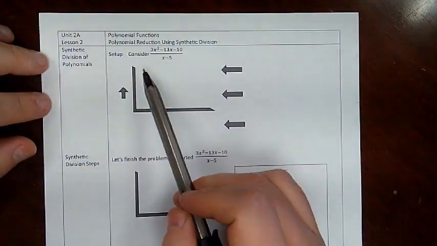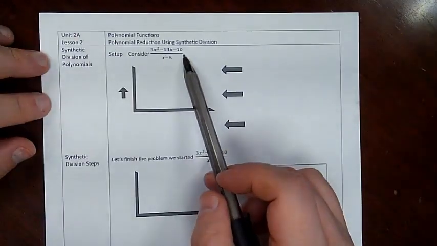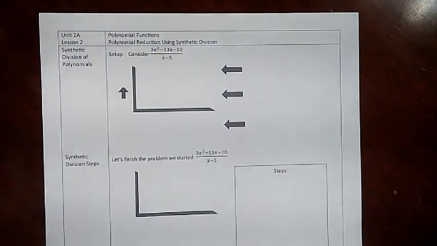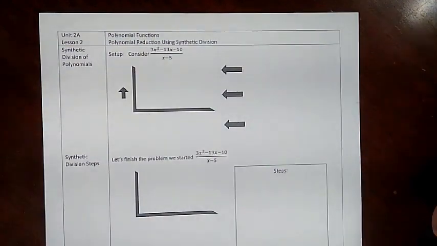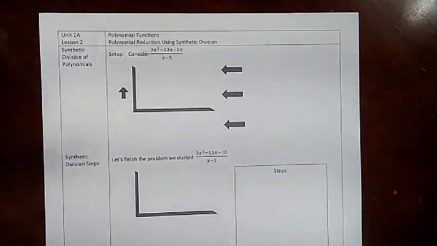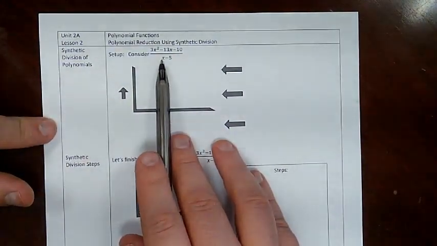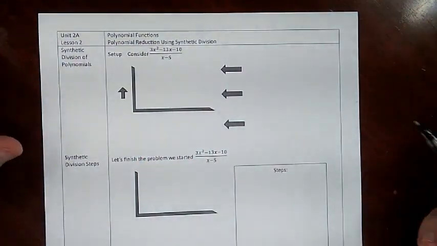But either way, if we are looking at a division problem like this, we're considering 3x squared minus 13x minus 10 divided by x minus 5. And we've decided that we want to use synthetic division. Instead of setting up polynomial long division like we did in the last lesson, there is a much more compact and some would say direct method that we can use called synthetic division for problems where in our denominator the lead coefficient is 1 and it is a linear binomial.